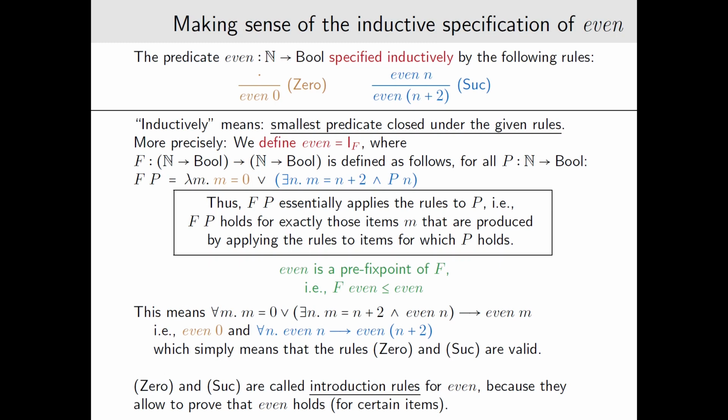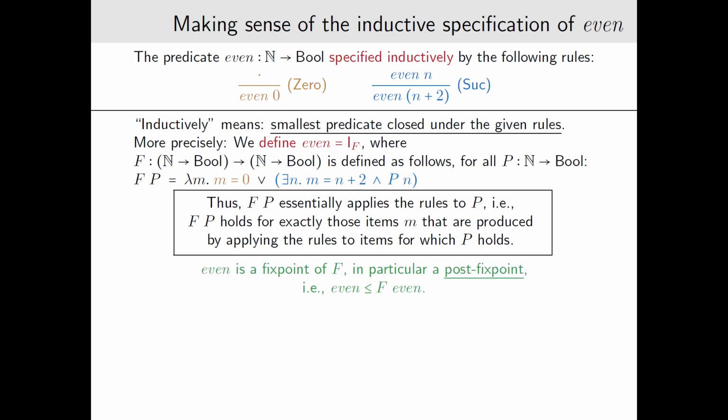Okay, so far we are sort of halfway back with a trip from the semantic trip, so to speak. We have proven these rules that the user wants. What else can we infer? Well, even is a fixed point. It's not only a prefix point; it is a fixed point. In particular, it is a postfix point. So from even we can infer f of even.